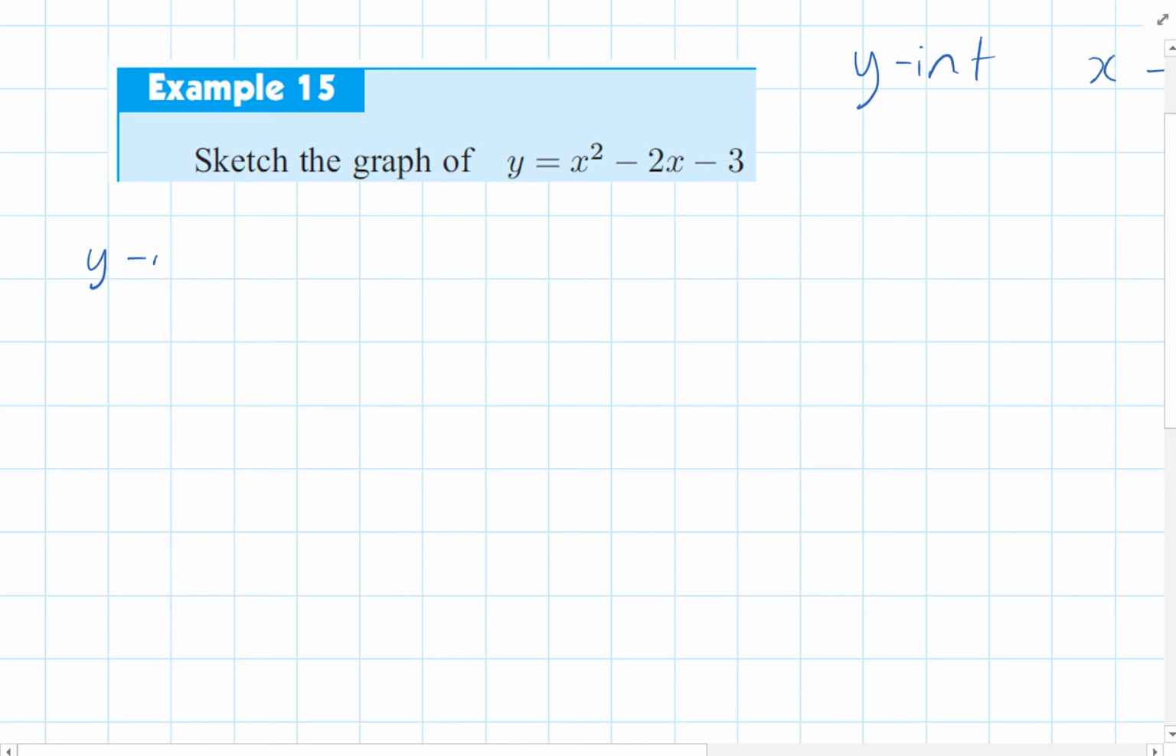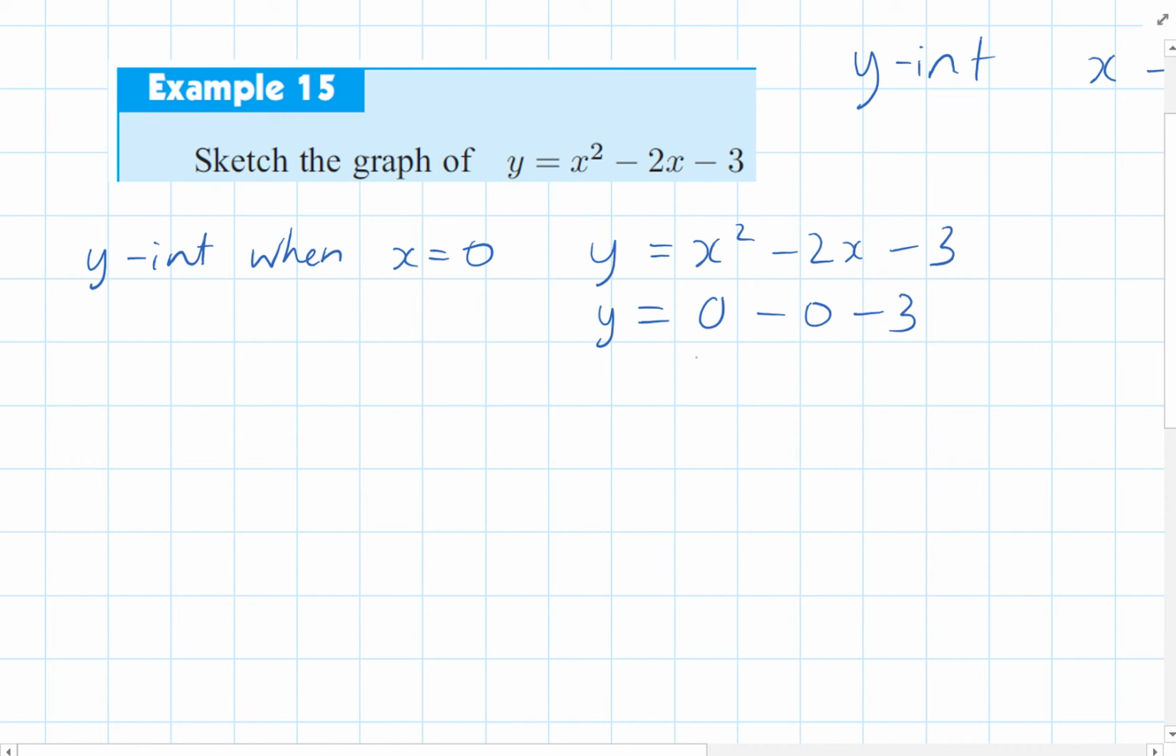So the y-intercept happens when x is equal to 0. So if I write out my equation, y equals x squared minus 2x minus 3, and then I put 0 in for x, then I'd have 0 minus 3, and so my y-intercept is going to be at negative 3. So let's just highlight that so it's easy to see later on.